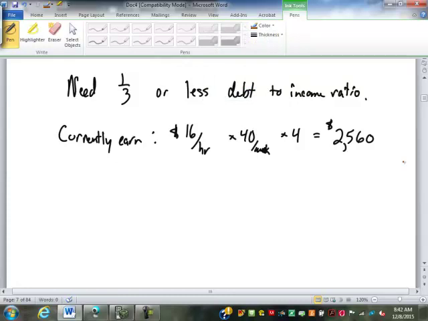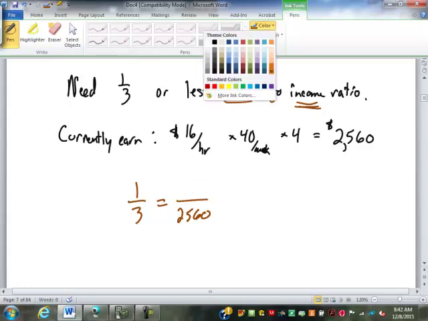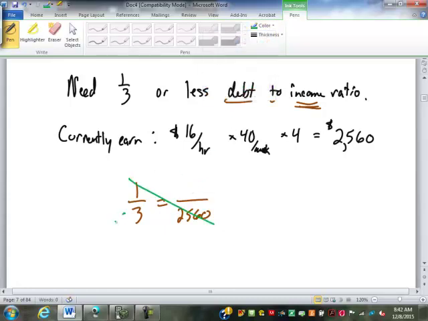What can your total debt payments be? Well, we have a 1-to-3 ratio. On the other side, where's the 2560 go? Well, the bottom is the income. The 3 is the income. Debt to income implies the income goes second. Also, you couldn't put the 2560 on top because it wouldn't make sense to have debt payments that are larger than your income, right? So we cross multiply and divide here. We're going to get what, 853.33. So $853.33.